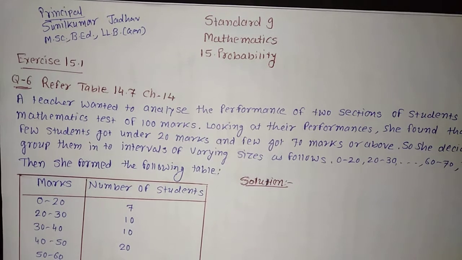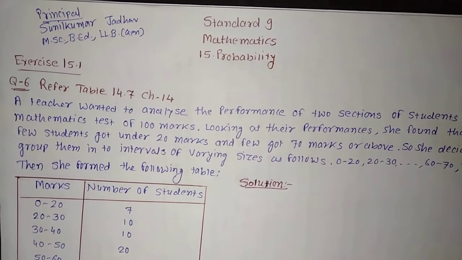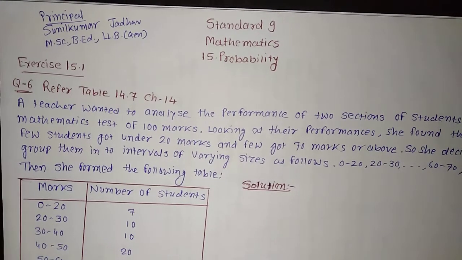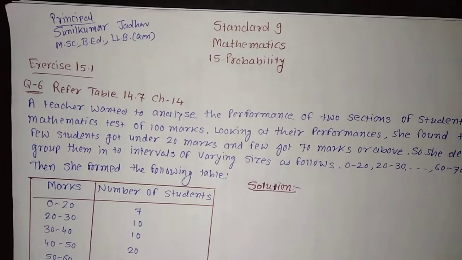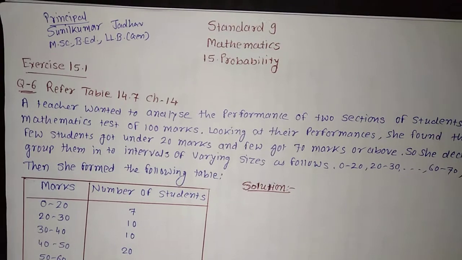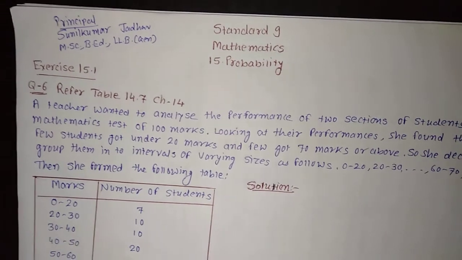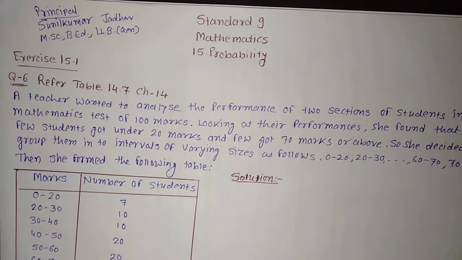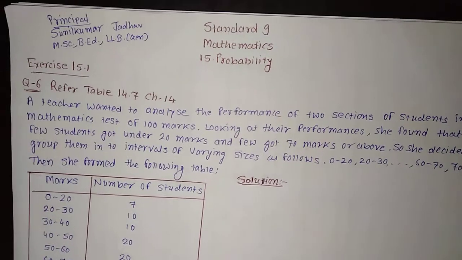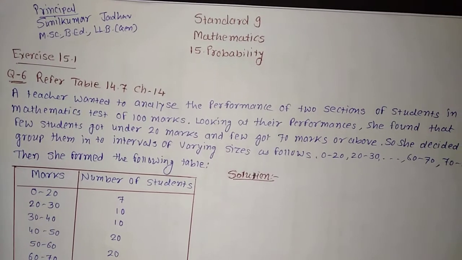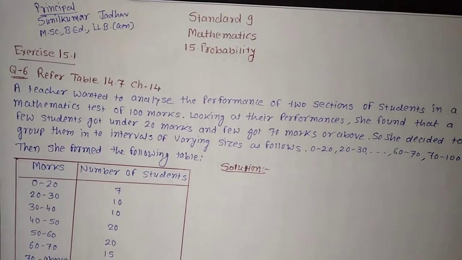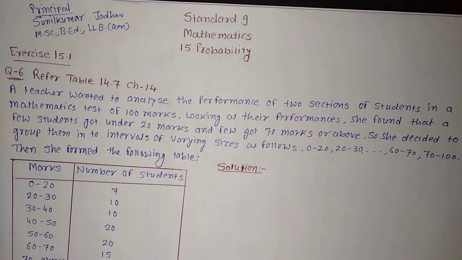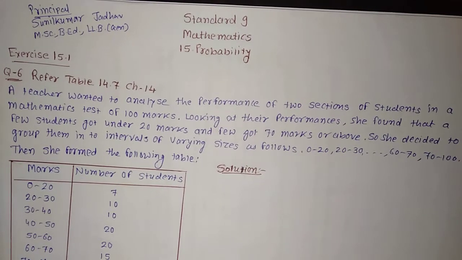In this video, we are going to see chapter number 15 Probability, Standard 9 Mathematics. Earlier we have seen exercise 15.1 question number 1 to 5. In this video, we are going to discuss question number 6. If you have not seen the earlier videos, go on my channel and find those videos. If you come sequentially, then you will understand this particular question very easily.